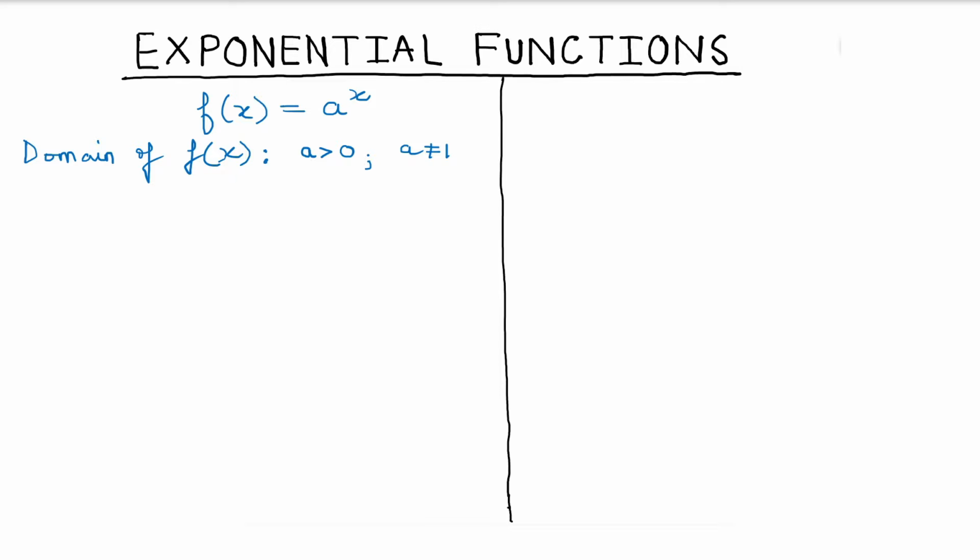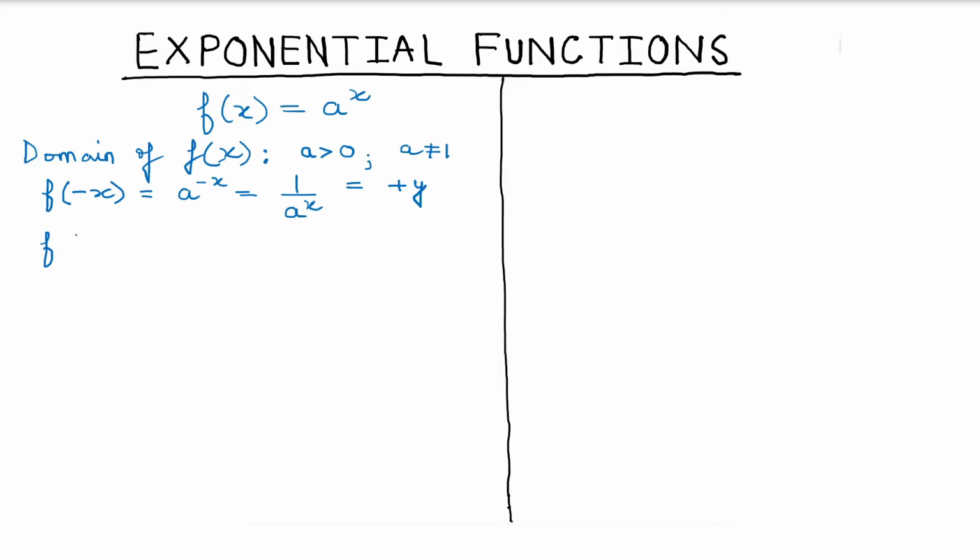Now let us talk about the restrictions on the input values of the variable. What is f of minus x here? f of minus x would be a to the power minus x, which is equal to 1 divided by a to the power x. So can we say that once we know that a is positive, this answer will always be positive.